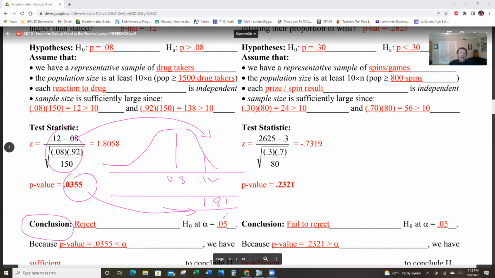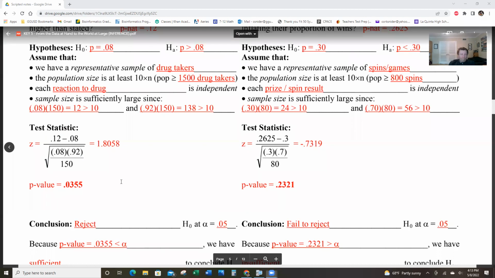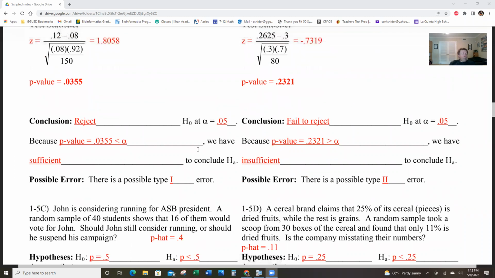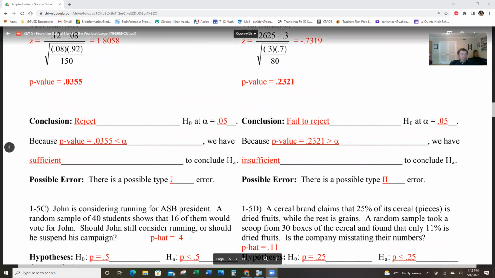I just put this as 5% just to do it, so we can reject H0. Because 0.03 is less than 0.05, I'm going to reject H0. And I'm going to say, let me slide down, let me clear the drawings. And I'm going to say, we have sufficient evidence to conclude HA. Okay. And when you reject H0, there is a possible type 1 error. Okay. All right. Let's try the next one.